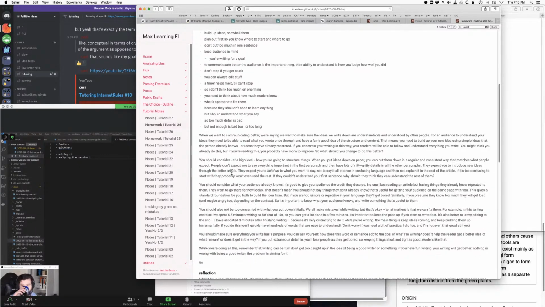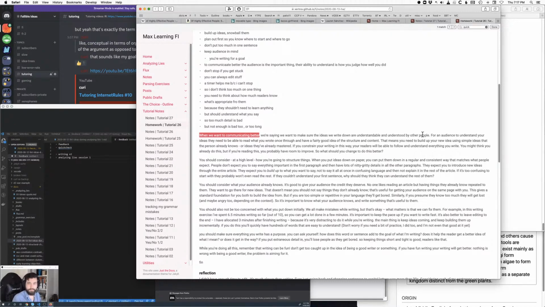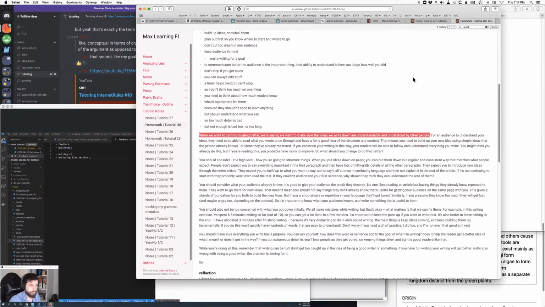Okay, well, I'll start there then and see how that comes out before I read anything else. So, when you want to communicate better, okay, there's a typo, but no big deal. When we want to communicate better, we're saying we want to make sure the ideas we write down are understandable and understood by other people. Okay, seems like a reasonable topic.